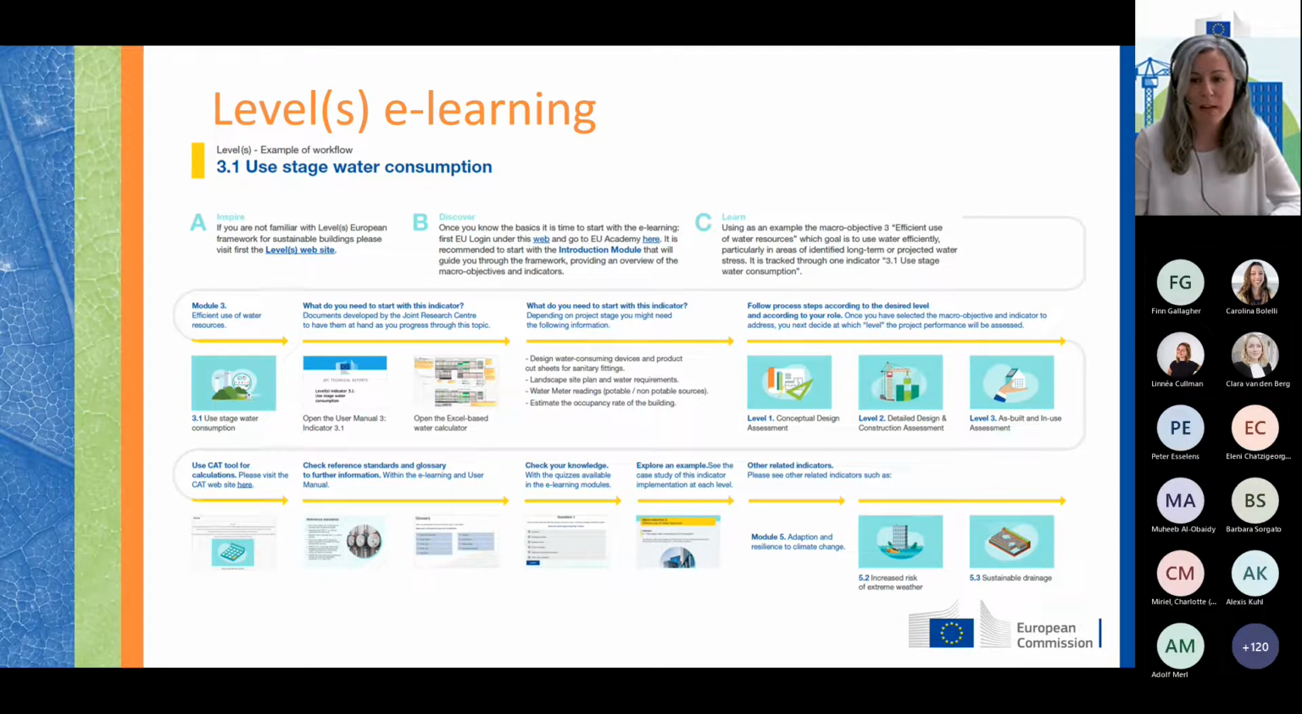And then discover through the e-learning and start with the introduction module that will give you an overview of the different information that has been synthesized using the horizontal user manuals that Josefina mentioned, user manual 1 and 2. And then start with the different modules to learn, explore, and also self-check assessment. That includes also some case studies that I'm going to show you in a few minutes. During this webinar we have considered an example of indicator 3.1, the use stage water consumption.